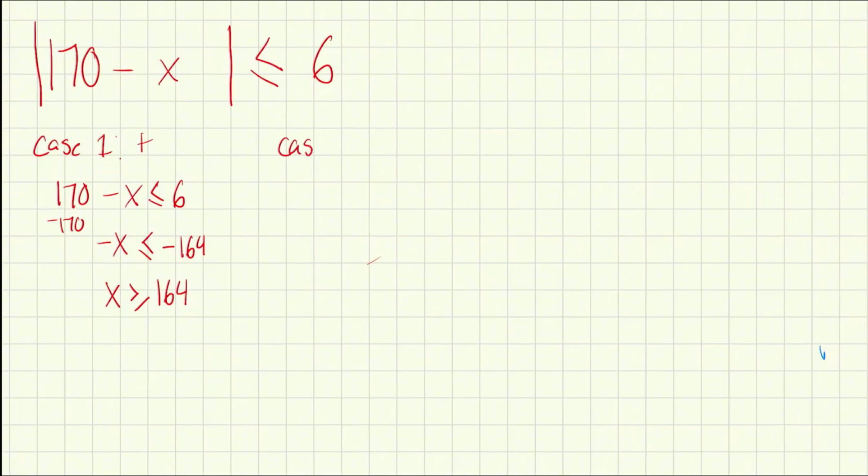And then we have case 2, where we have a negative. So we multiply 170 by negative 1 and then negative x by negative 1. So we get negative 170 plus x has to be less than or equal to 6. We add 170 to both sides and get x is less than or equal to 176.